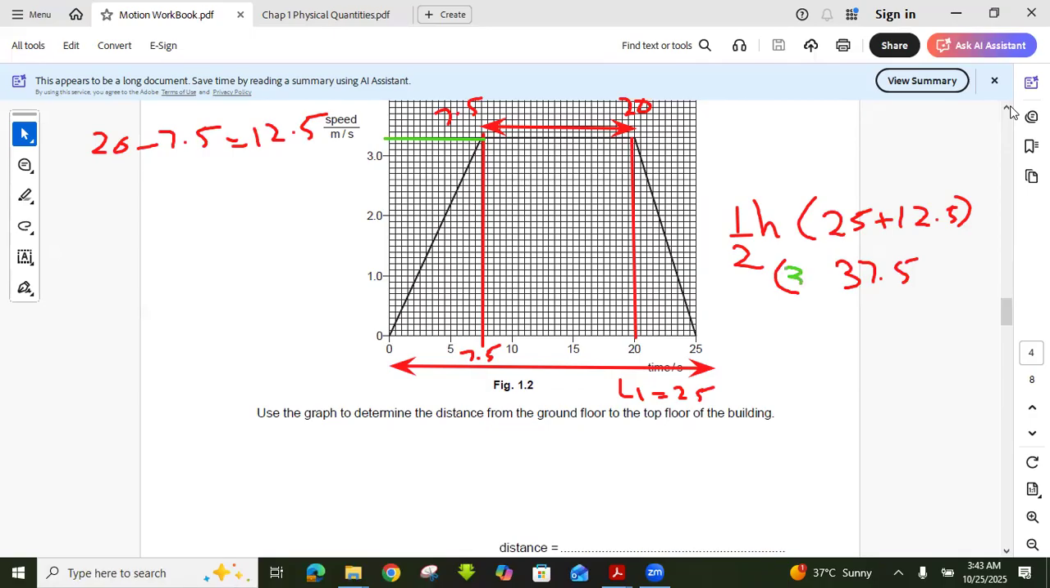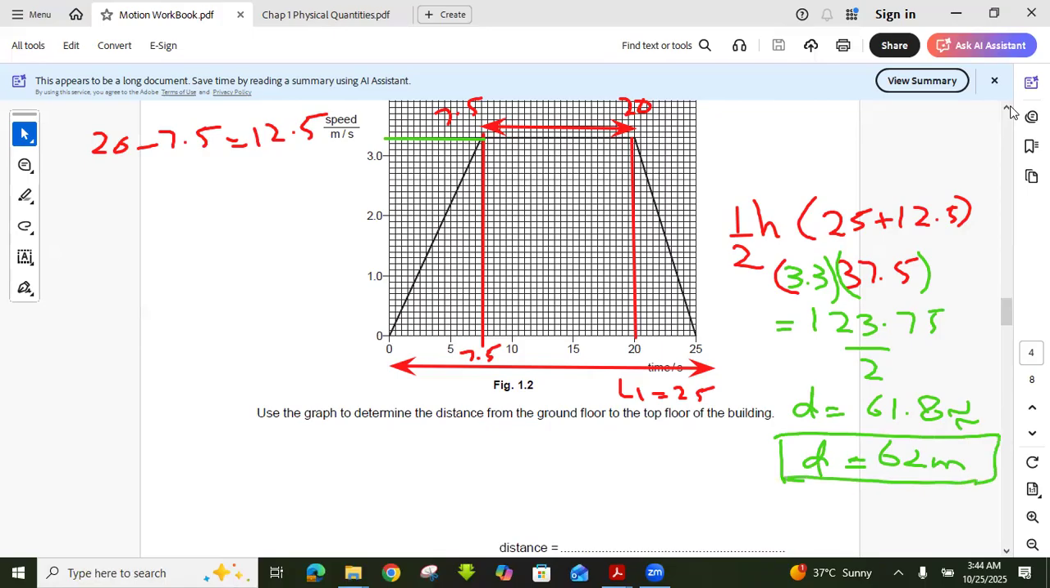3.3. Multiply both and then divide by 2. So 37.5 multiplied by height. Height is 3.3, so the value is 123.75, divided by 2. Now let's divide by 2. And our answer is, the distance is 61.8, which is equal to 62 meters. So this is our desired answer.